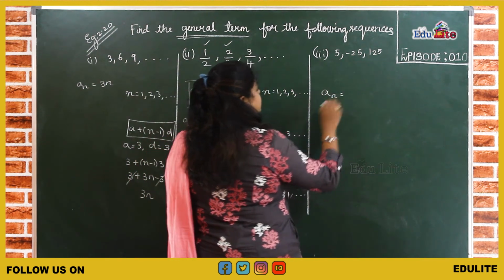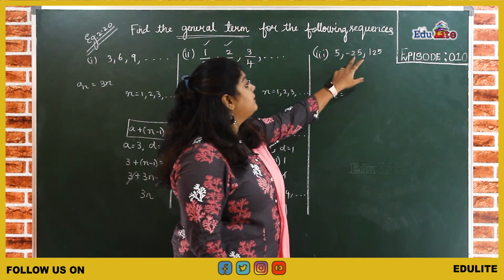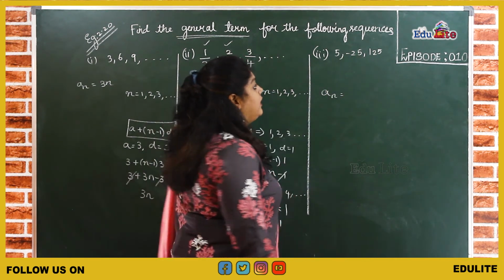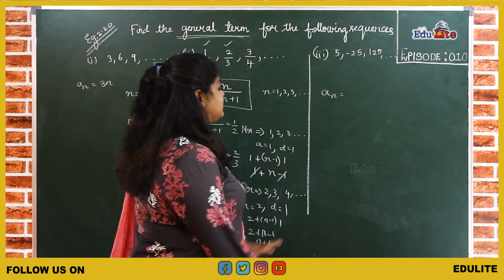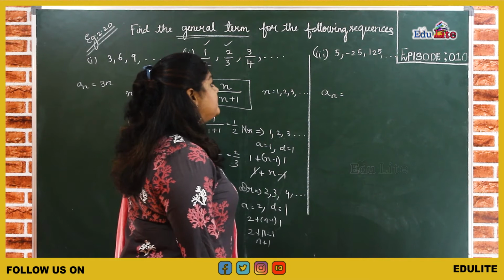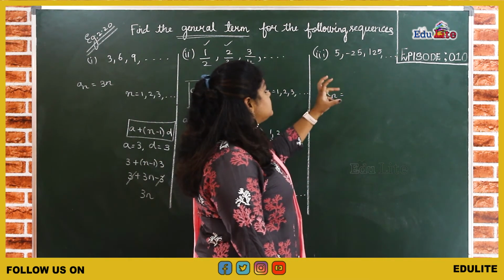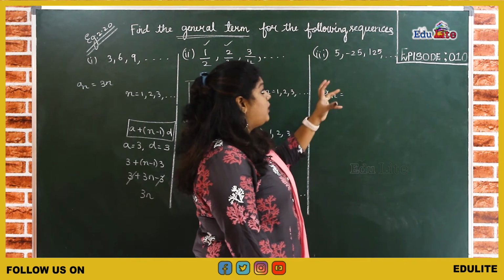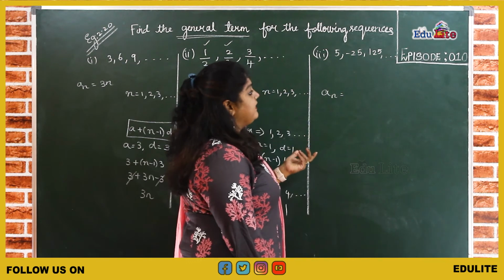And we have to find the an for the third subdivision. But here we cannot use the arithmetic progression formula, because the common difference between the terms is not the same. So we have to write it in general. Let us see how to write it in general. First we have to find what concept is used between any two numbers. How is the sequence framed? We have to find that, then only we can write the nth term.